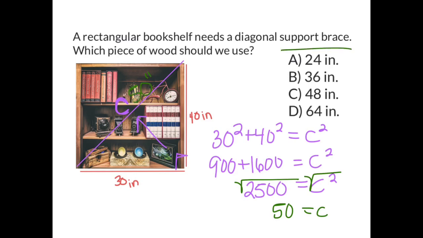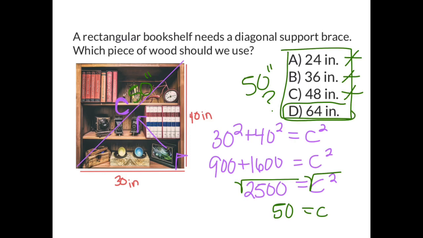Well, if I come over here, I thought we just calculated 50 inches. So where is my answer? Well, let's think about this. 24-inch piece of wood is not going to cut it. 36 inches isn't going to work either, not even 48 inches. 64 inches, at least if I have that long piece of wood, I can cut down to the 50-inch diagonal that I need. So the only answer choice that makes sense in this particular example is D, 64 inches.